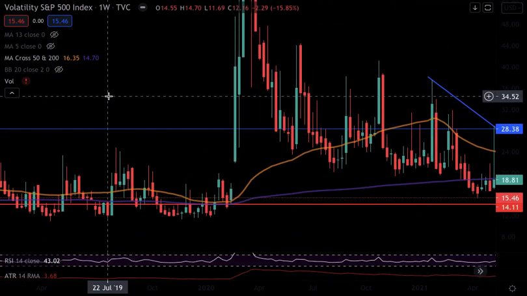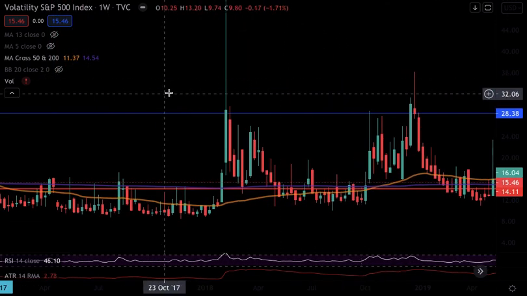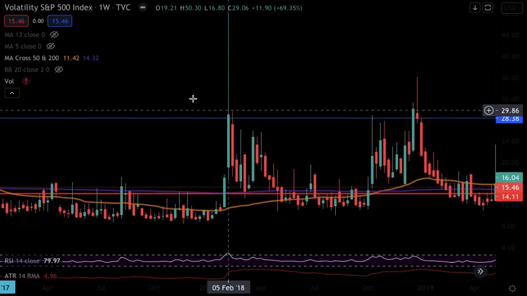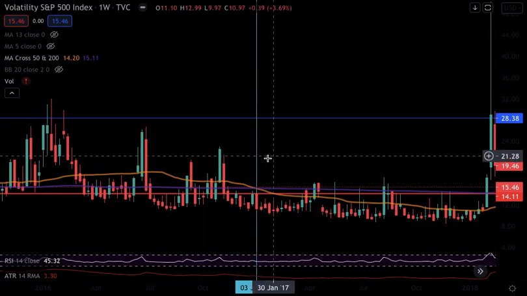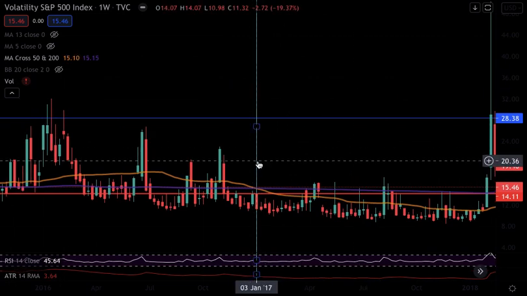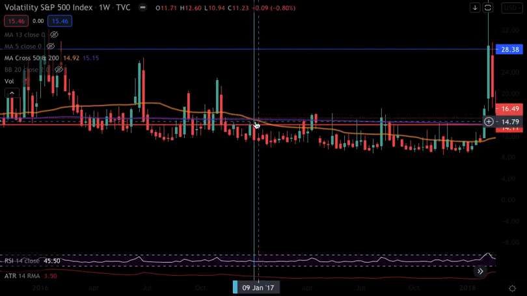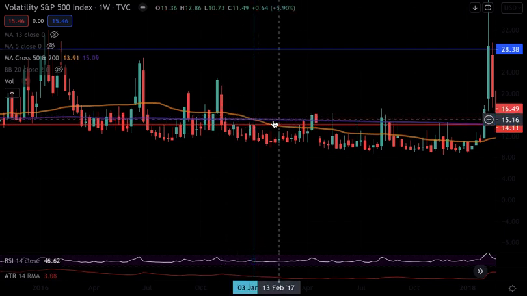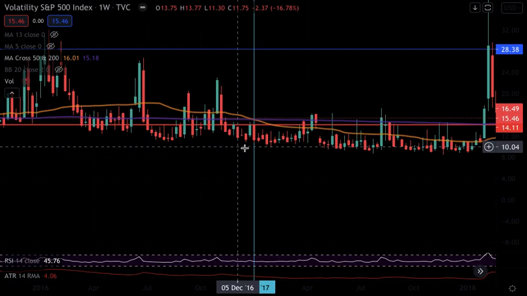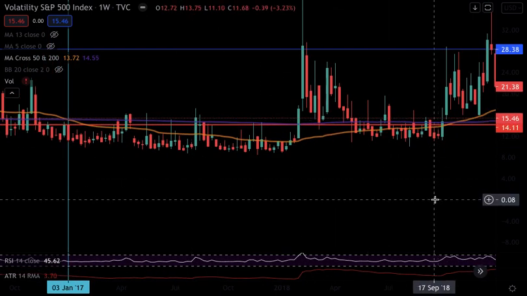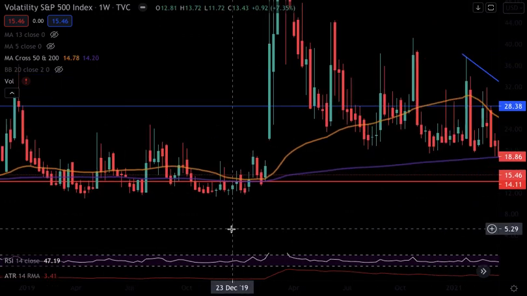All right. Now I want to mention the last time we had the death cross on the VIX was right here on this day, January 3rd, 2017. Okay, you can see the 50-day crossing below the 200-day. The 200-day is the purple line, all right? So January 3rd, 2017 was the last time the VIX had a death cross.